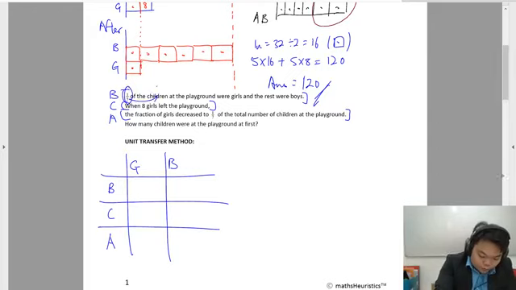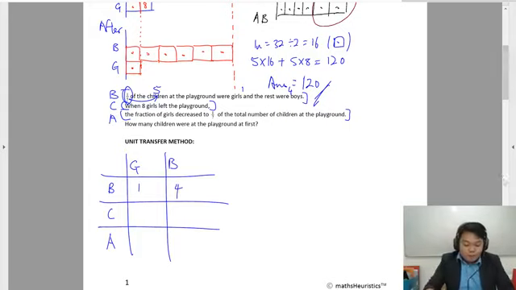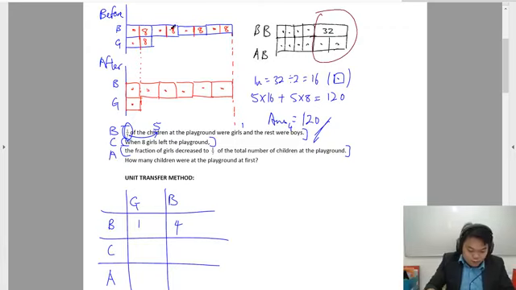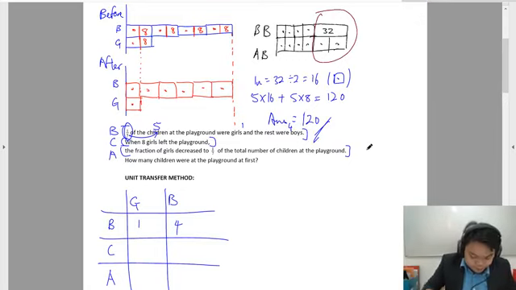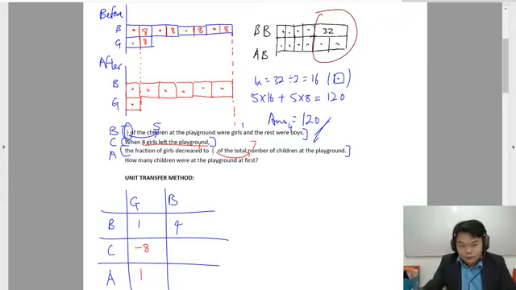1/5 of the children at the playground were girls, the rest were boys. So we can say that over here, I will use numbers instead to represent the number of blocks that I have. Then after that, 8 girls left the playground. So there is a change of -8 over here. The fraction of the girls decreased to 1/7 of the total number. So similarly, there will be 1 red block for girls out of a total of 7. Which means that for the boys, you must have 6.